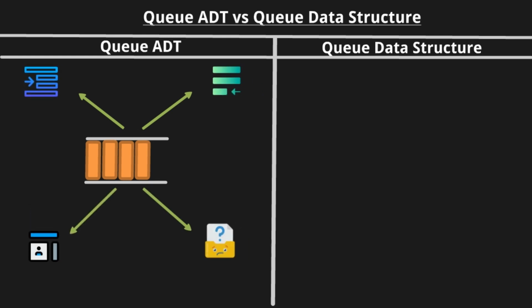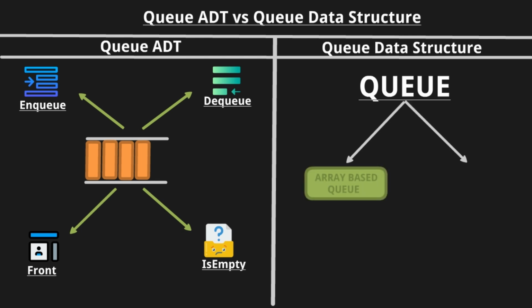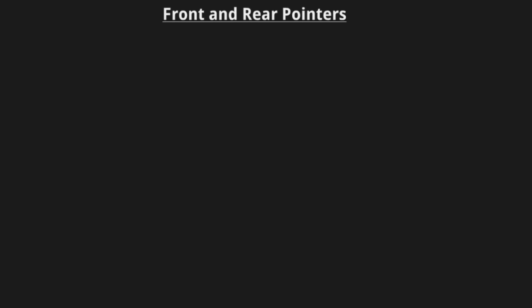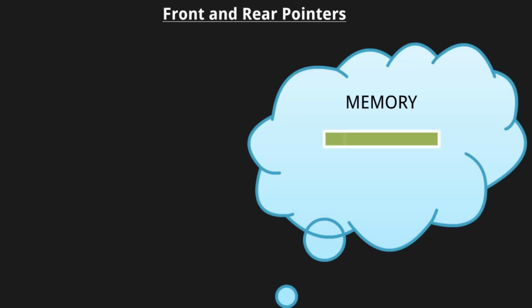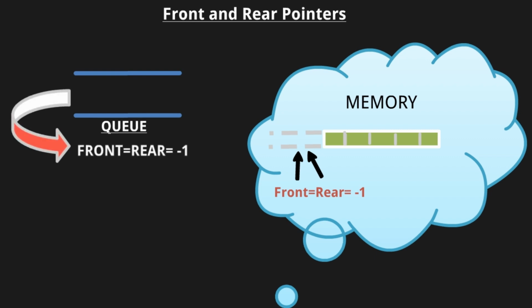Let's dive into the implementation of a queue. There are two primary ways to implement a queue: by using an array or a list. Let's begin with an array-based queue. We use two pointers, front and rear, to keep track of the positions where elements will be dequeued from and enqueued to, respectively. When the queue is empty, both front and rear are set to -1.